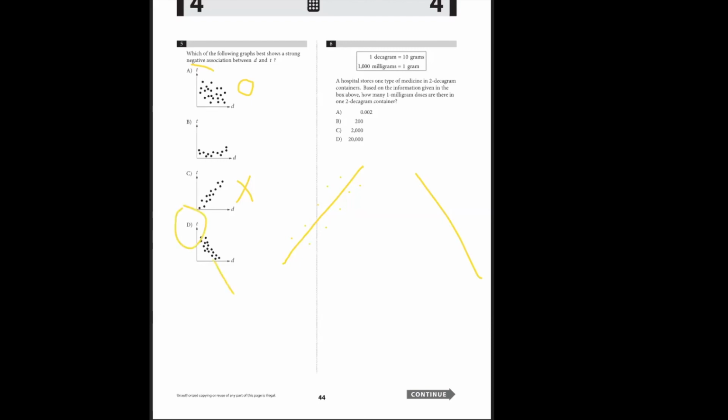because in this one, it's going down and the points are close together. This one is going down, but they're not that close together. And this is kind of just going straight. So there's really no relationship.